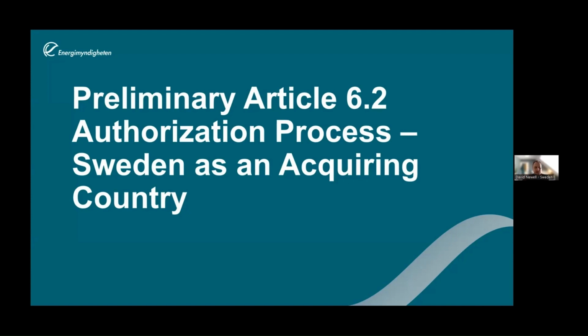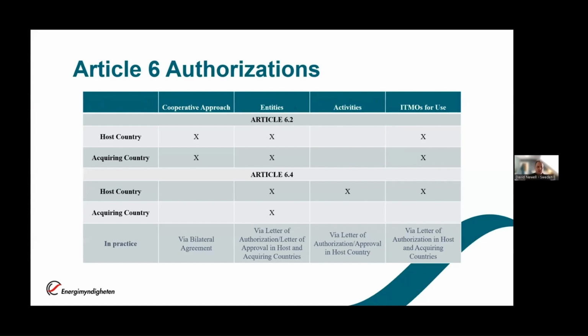So we can go to the next slide. These are the authorizations, just to give an overview of the necessary authorizations under Article 6.2 and 6.4, by each party. Under 6.2, they are the same for the host and acquiring countries, meaning the cooperative approach, the entities, and the ITMOs all need to be authorized. Under Article 6.4, it's a little bit different, but I don't need to go so much into that now, as I'll be focusing on Article 6.2.